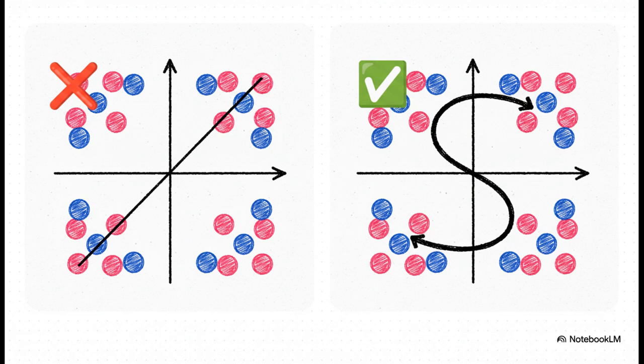But when we stack these neurons into layers like you see on the right, something amazing happens. The first layer learns simple patterns, the next layer combines those simple patterns into more complex ones, and so on and so on. Together, they can draw these incredibly complex, squiggly decision lines to solve almost any problem. And that stacking of layers, that's the deep in deep learning.